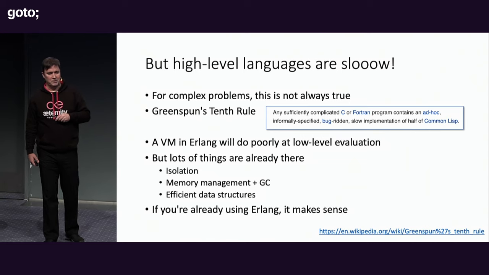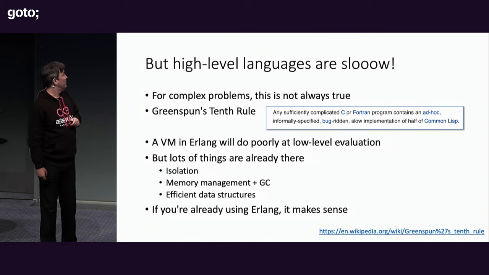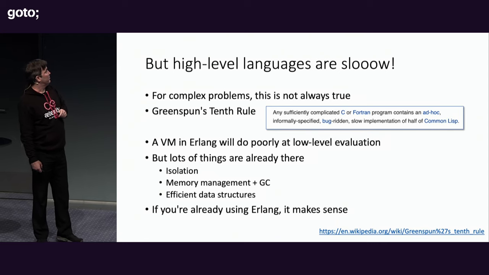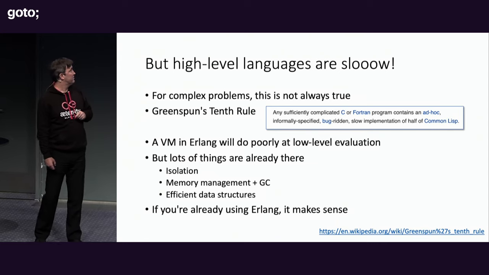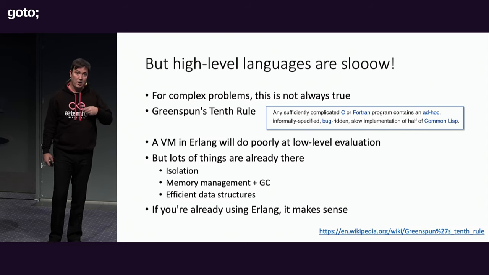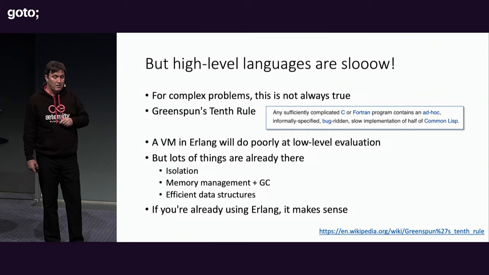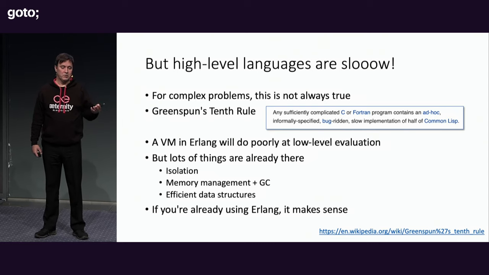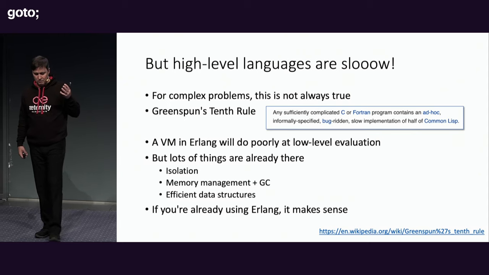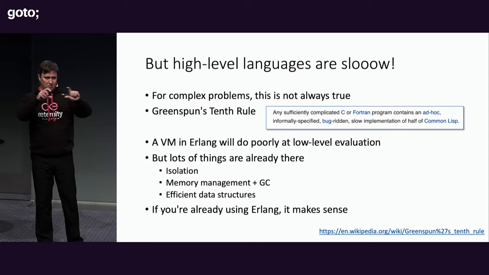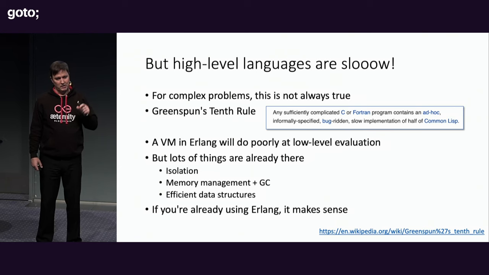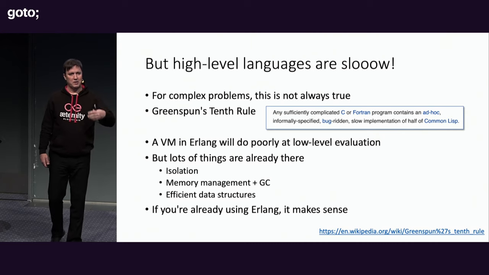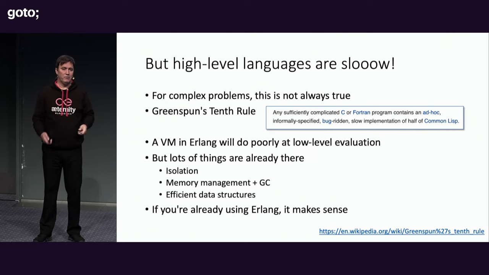So, you know about Greenspun's tenth rule: any sufficiently complicated C or Fortran program contains an ad hoc, informally specified, bug-ridden, slow implementation of half of Common Lisp. Essentially, if you want to implement a VM from scratch, the advice would be don't, because it's too hard. But when you think of it, what is Erlang? Well, it's a very robust and efficient VM with a fairly tiny symbolic language on top that happens to be quite good at metaprogramming and symbolic evaluation. So essentially, you have your VM already.